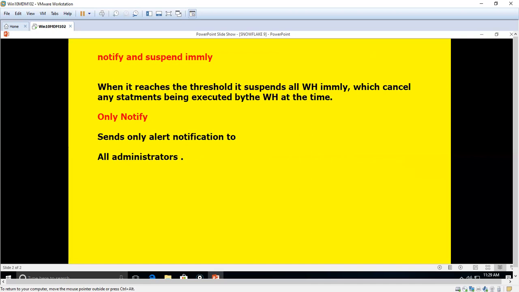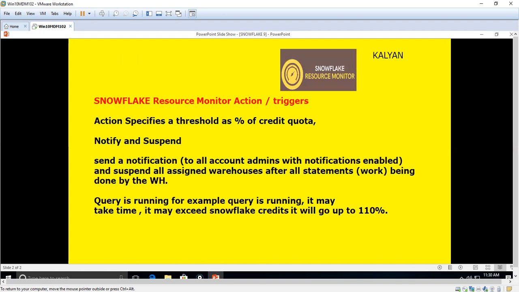Another action is to send an alert notification to all administrators, saying that you have reached near the threshold limit, or you have reached it. We can send whatever appropriate message, whether it is around 50% or 90%. So we are sending only notifications. Nothing else will be done. These are the three actions we can take. And normally the first one, notify and suspend, will always be the good one.